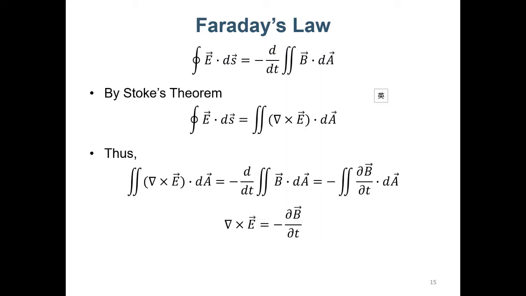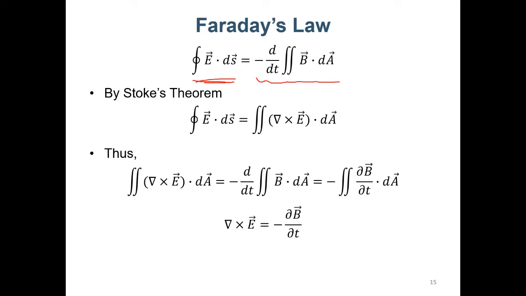So the next one is Faraday's law. Faraday's law is a bit easier than Ampere's law, so I will present it first. For Faraday's law, if you have a time varying magnetic flux, then you will induce an EMF. So it can be written as a line integral of the electric field.